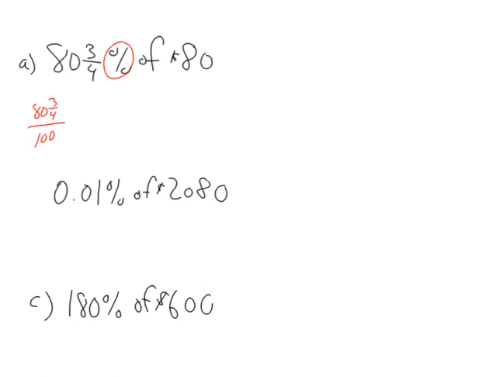Now, obviously, this is confusing because we've never really encountered a fraction in a fraction before. So we probably want to do our best to get rid of it. So instead of doing 80 and 3/4, I'm going to do 80.75%. These are the same thing. I'm going to start with that.